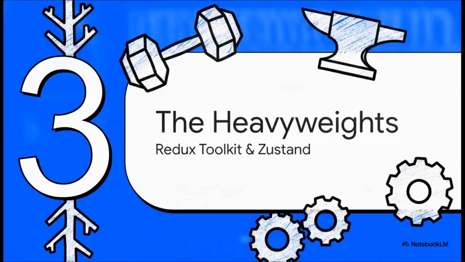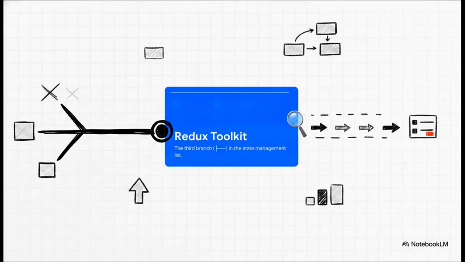That brings us deeper into the directory to Section 3, the heavyweights, covering Redux Toolkit and Zustand. At the third branch down, we find Redux Toolkit. This is the big one, right? The industry-standard, opinionated way to handle massive global state and enterprise-level apps. Redux has definitely been around the block, and this toolkit version modernizes it. It gives you a robust, highly predictable state container that really shines when your app reaches a significant scale.